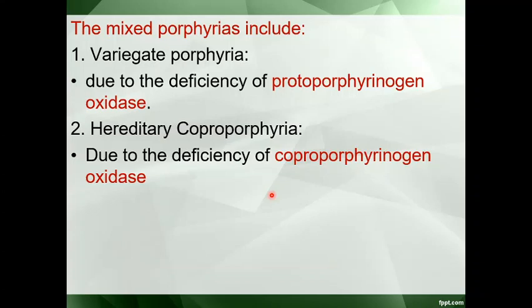It is the same porphyria which we have discussed, right? But the symptoms are mixed. Cutaneous symptoms, neuro symptoms, right? Therefore, it is known as a mixed porphyria. So, variegate porphyria, due to the deficiency of protoporphyrin oxidase, we have discussed in the last lectures. Hereditary coproporphyria, due to a deficiency of coproporphyrin oxidase. We have also discussed this before.